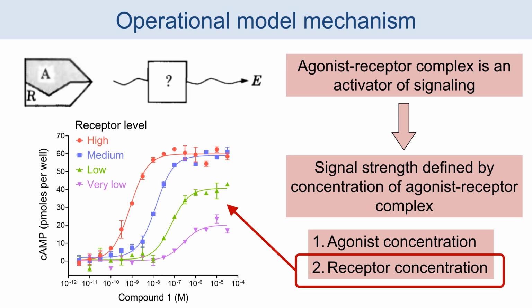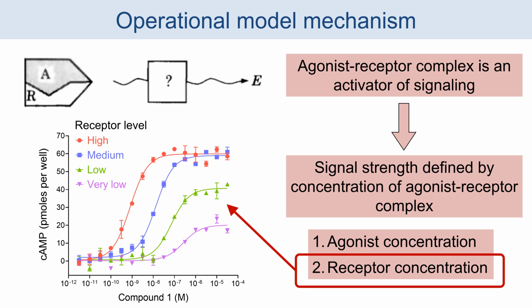Here is our graph from earlier showing how cyclic AMP signaling increases as we increase the receptor level. This makes total sense in light of our assumptions. If the agonist-receptor complex is an activator of signaling, then the strength of signaling is of course going to be dependent on the concentration of the receptor.